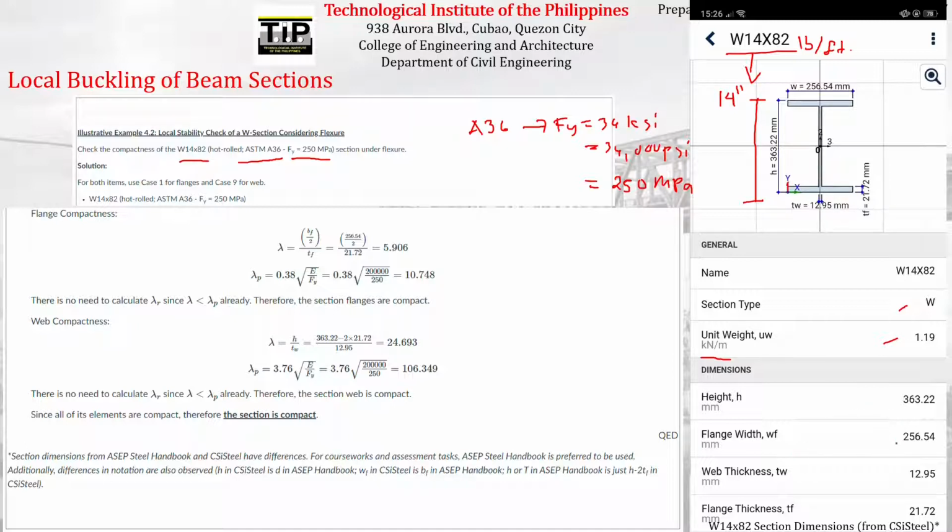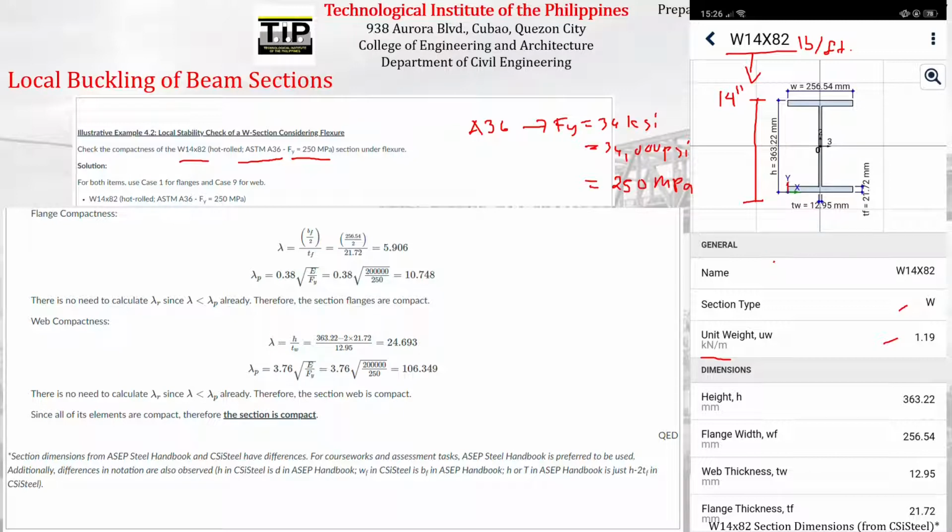The flange width is 256, web thickness 12.95, the thickness of the flange 21.72. And again, these dimensions, these geometrical properties that you are seeing here, just came from CSI Steel. This is just a mobile app that you can use for quick reference for the different geometrical properties of different steel sections.